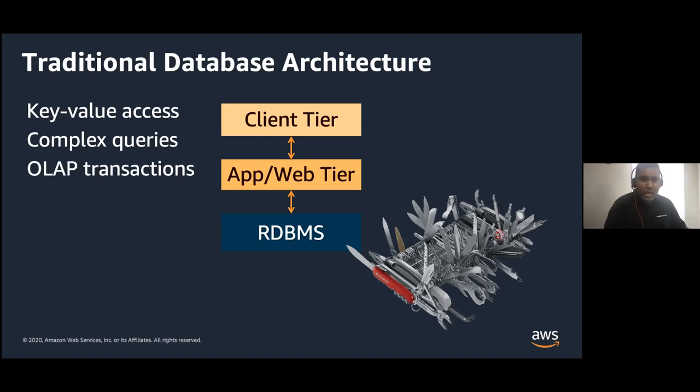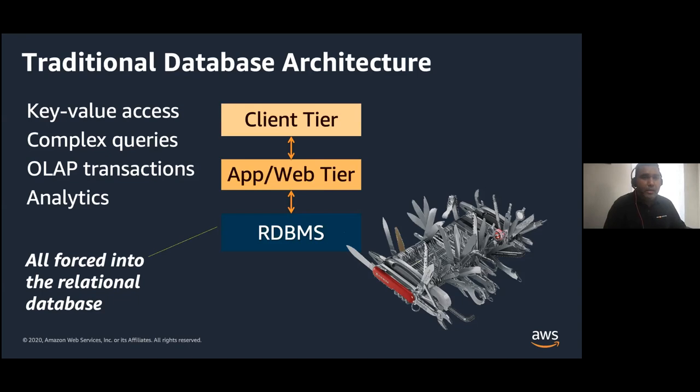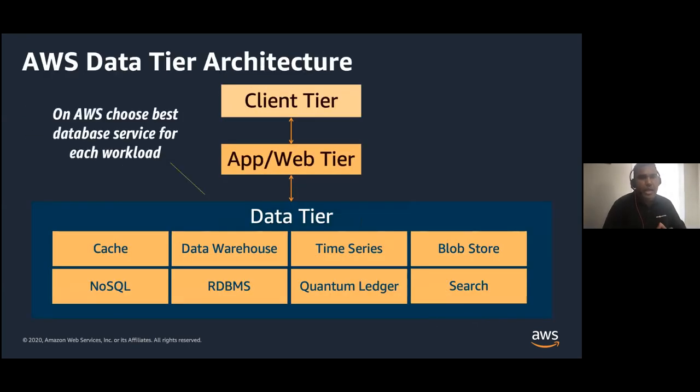And then maybe you had OLAP transaction analytics, which is big right now. So all these were forced into the relational database model, right? And this is where AWS came in, and the model for AWS changed on the data tier, right? So what are those data tier, right, that we focused on?